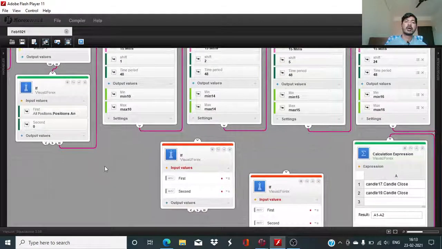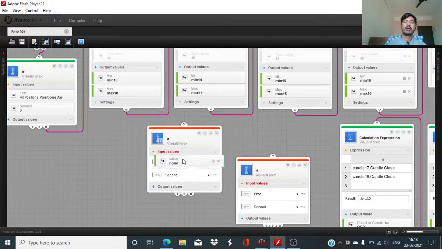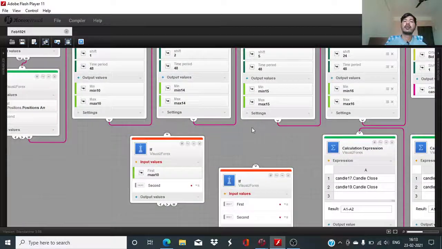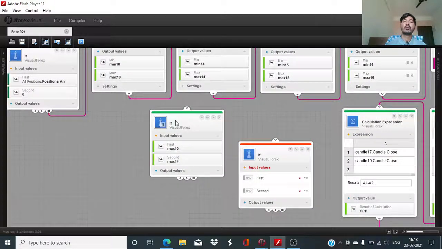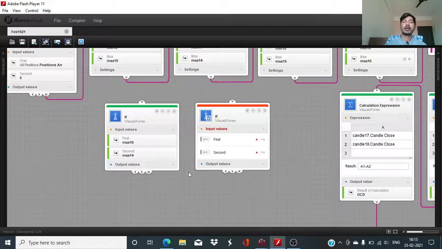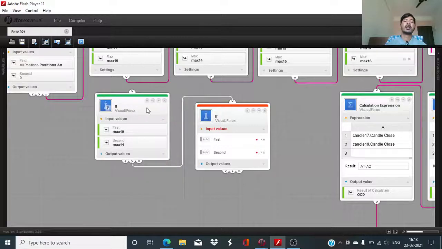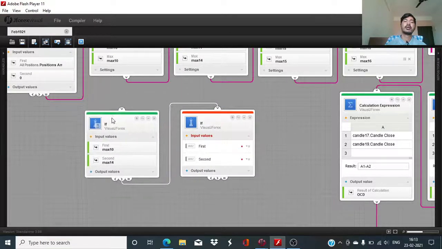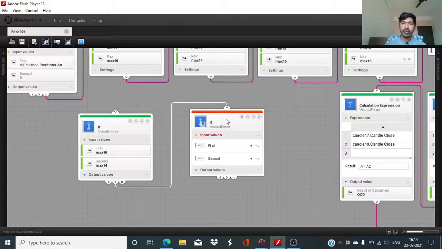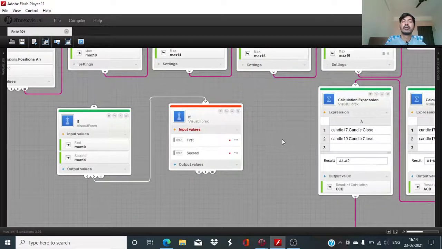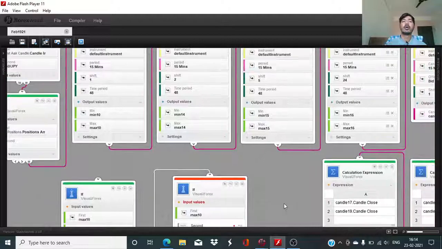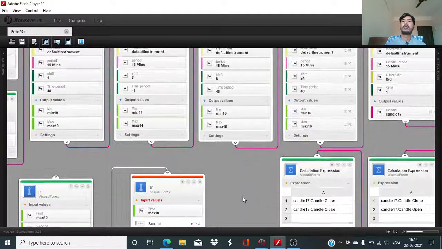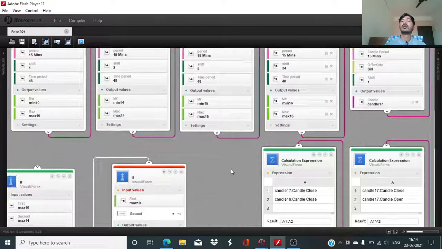We need the prior maximum value to be greater than the maximum value before that, one candle before that, and here first input greater than second input. Okay, then we also want the maximum value of last 15 minutes to be less than or equals to the maximum value 6 hours back.